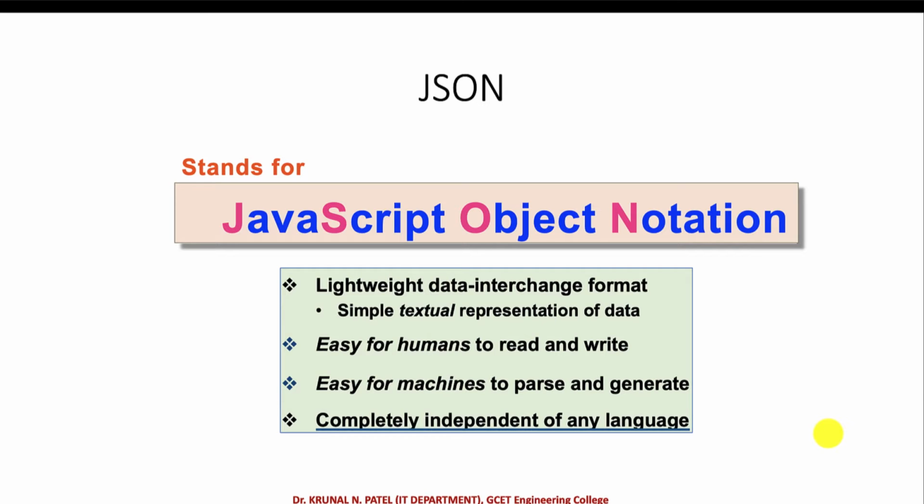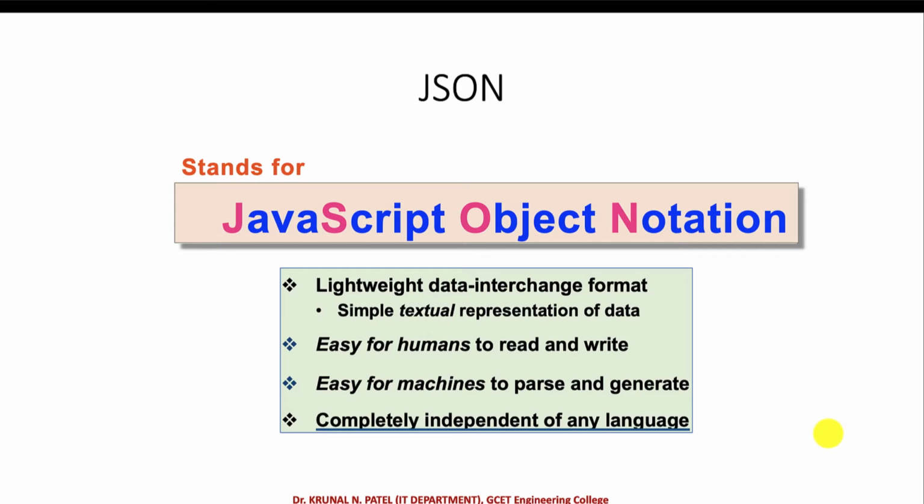JSON stands for JavaScript Object Notation. It is a lightweight data interchange format and it is a simple textual representation of data. If you have heard about XML, XML is also one of the data interchange formats, right? Here, similarly, we are going to use JSON for that purpose.